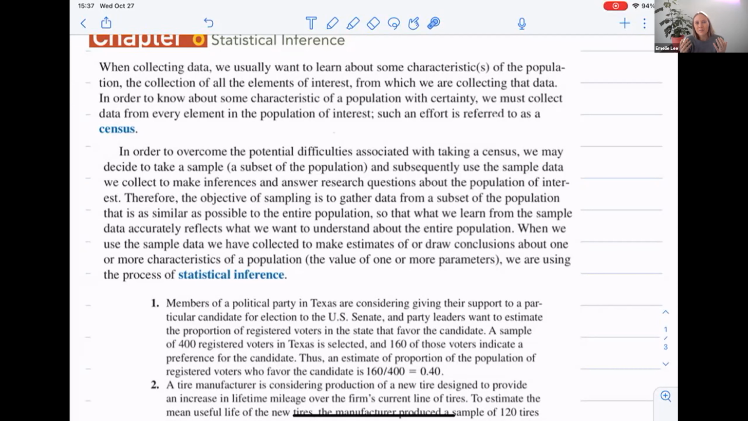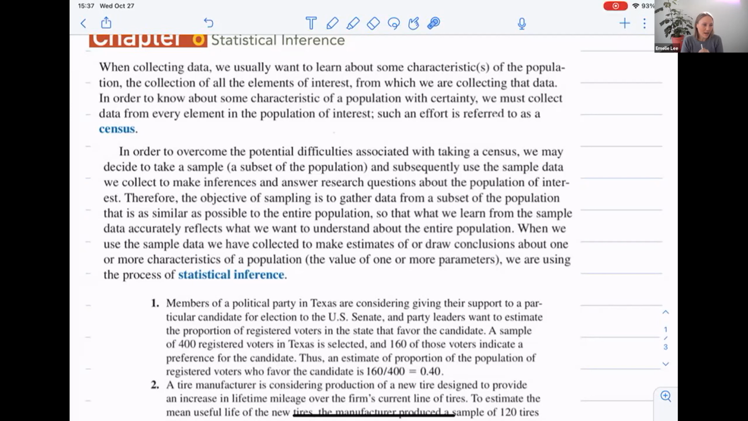Sometimes it's possible to look at the entire population, but we still don't want to, and sometimes it's just flat out impossible, right? What if we want to look at all the cereal boxes coming out of this factory, so past, present, and future boxes? We can't do that, and we don't want to, and we don't need to. That's where statistics comes in, statistical inference, and that's why you need to take statistics.